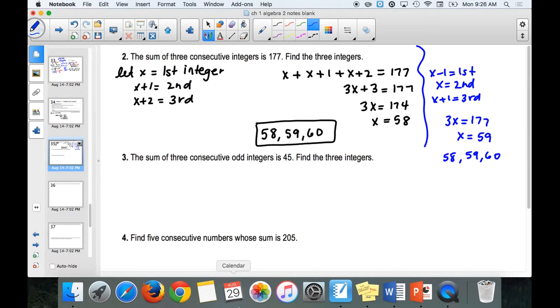All right, so the next one: the sum of 3 consecutive odd integers is 45. So if we have consecutive odd integers, again, we're going to let x be our first integer. Well, maybe I should say first odd integer. I'll write odd in there.